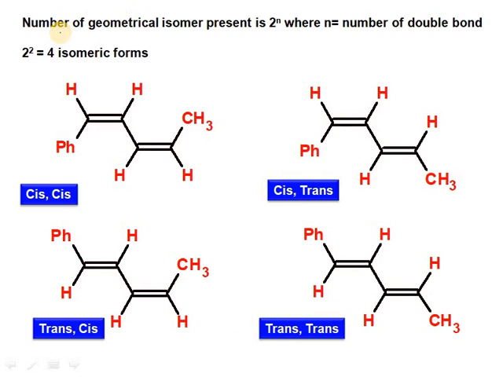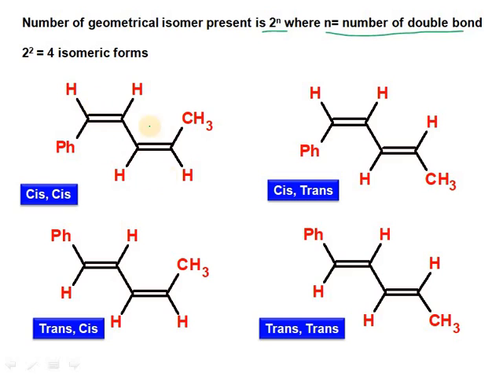Now, the number of geometrical isomers can be calculated using the formula 2 raised to n, where n is the number of double bonds. For example, this molecule has two double bonds. Therefore, 2 raised to 2 is equal to 4 isomers possible. So these 4 isomers are isomers 1, 2, 3 and 4, and we can find out which is cis and which is trans.